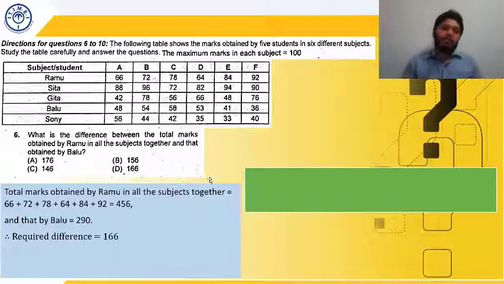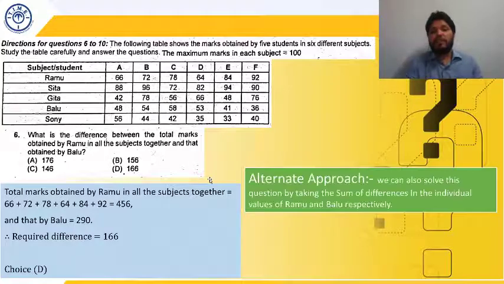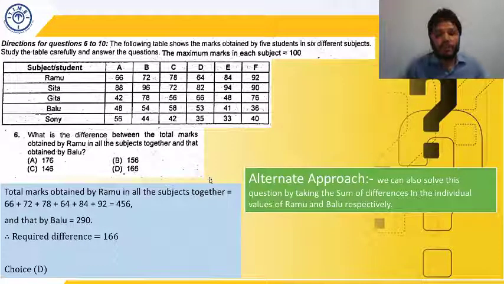Can we solve this by using some other approach? Yes, we can solve it by taking the individual differences, just like we have done in the first question also. So we can solve this question by taking the sum of the differences in the individual values of Ramu and Balu. We can see in each of the subjects Ramu scored more than Balu, so we can directly do the difference. So in A subject, what is the difference between Ramu and Balu? It is going to be 66 minus 48. 66 minus 48 is going to be how much? Sorry, it is going to be 18.